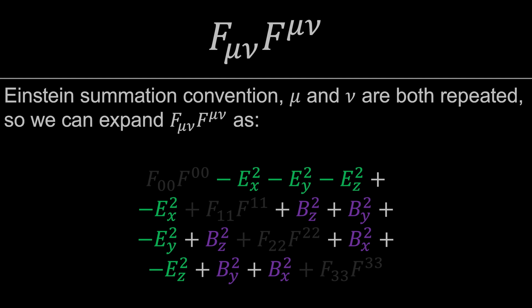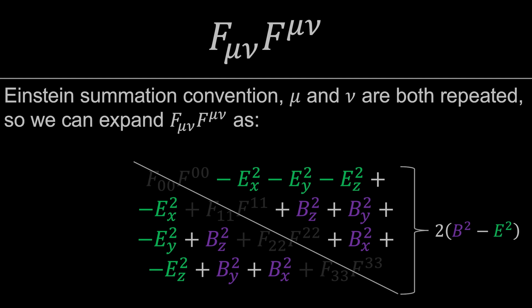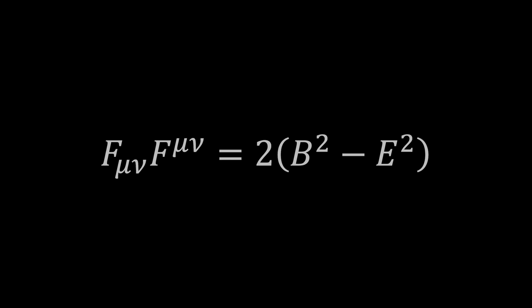Now, to add this all up, we just have to draw a diagonal line and recognize that the top and bottom halves are the same thing. And so this expression, when you add it all up, ends up being just 2 times the magnetic field magnitude squared minus the electric field magnitude squared. So remember this: whenever you see F_{μν}F^{μν}, if you want to think about that in terms of electric and magnetic fields, all that is twice the magnetic field squared minus the electric field squared.